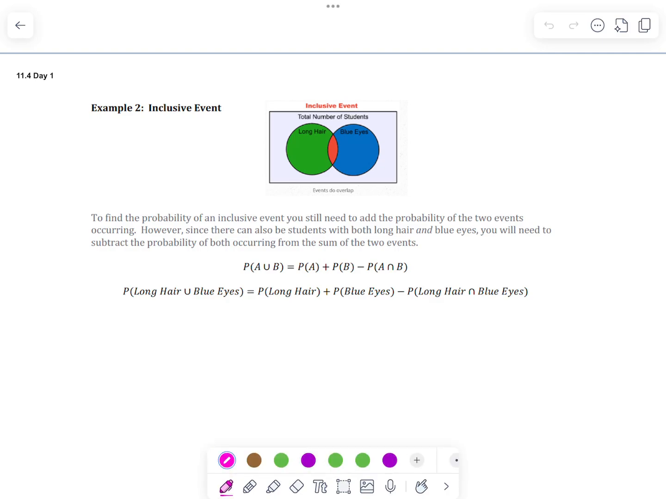So I would highlight the formula here. The probability of A or B is you add the probability of A, so this circle here, plus the probability of B, that circle, and then you subtract the overlap.